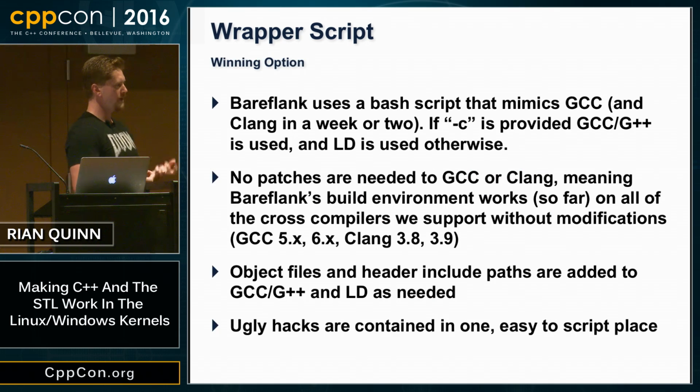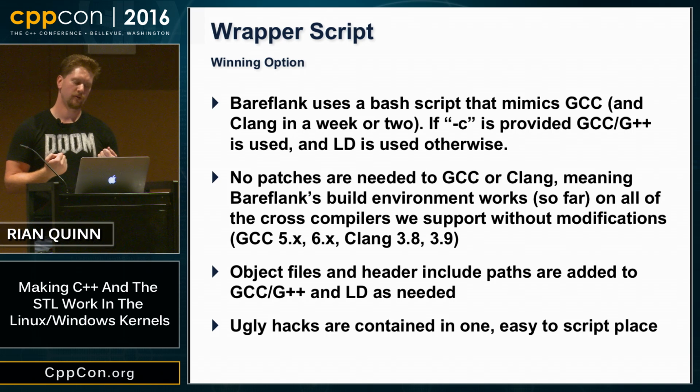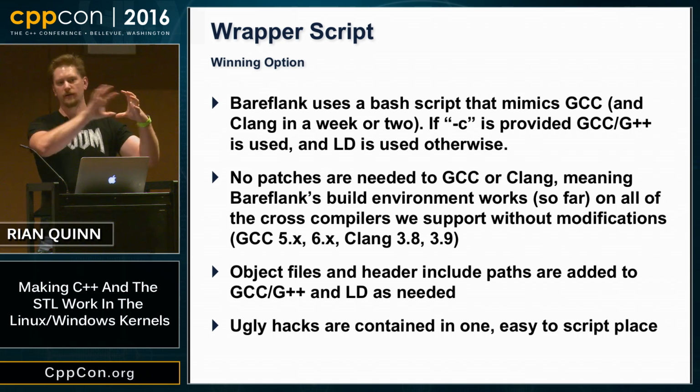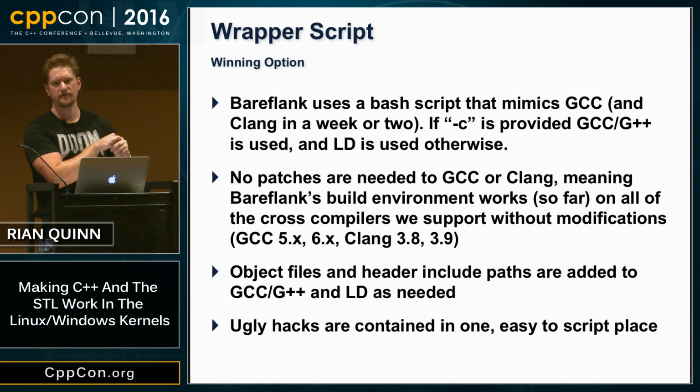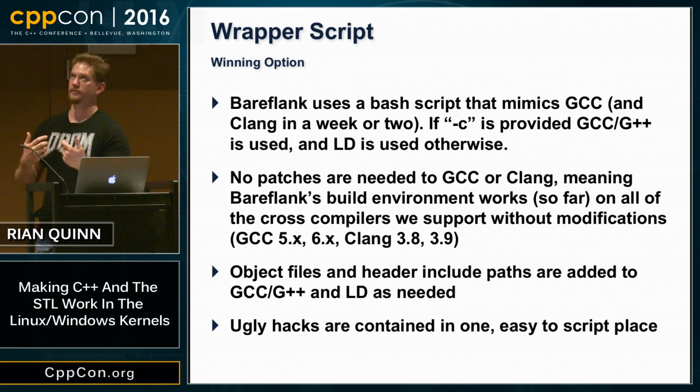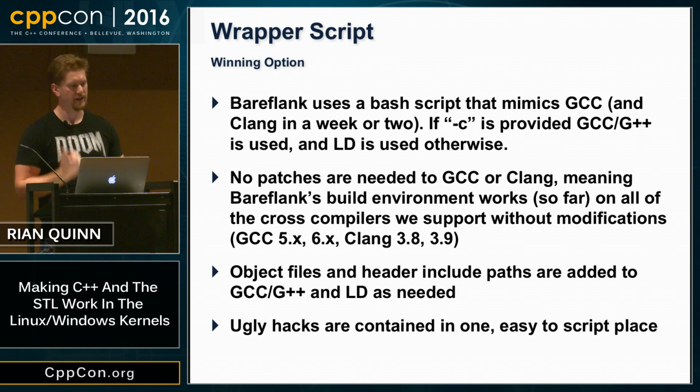So the winning option for us was to create a custom bash script. The custom bash script basically acts just like that giant chunk of string stuff that you saw, right? If you give it a -c, it takes all your arguments and passes it right off to GCC or G++. If you don't give it a -c, it filters all those arguments just like G++ will, then combines all of the static libraries that we have and we need, like the C runtime that we just created, and passes that to LD for you.